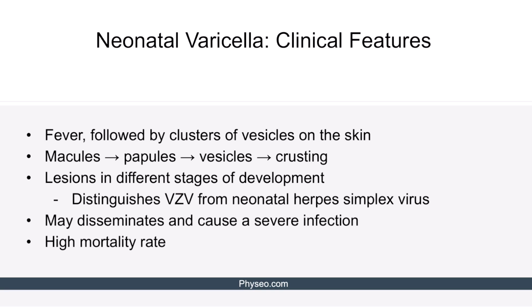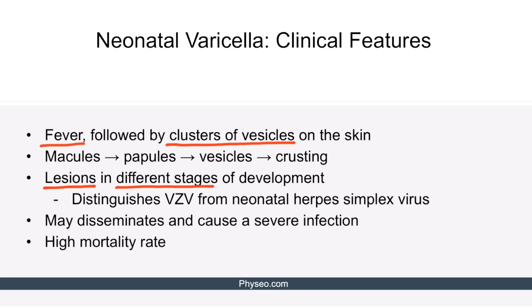In terms of clinical features, the child will initially develop a fever and then start developing clusters of vesicles on the skin. The skin lesions will actually change their appearance over time. They start out as macules and then progress to become papules, and then to vesicles, and then they eventually begin to crust. A very high-yield thing to know about this rash is that the skin lesions are in different stages of development. This means that on the skin, the provider will see some lesions will be macules, and others will be papules and vesicles, and some will begin to crust.